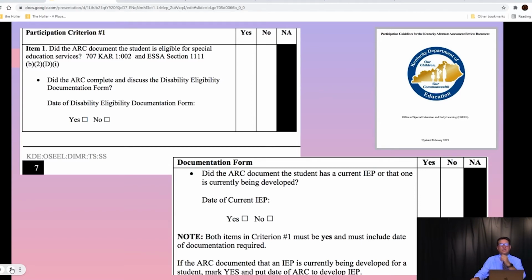Did the ARC document that the student has a current IEP or one that is currently being developed? It tells you what to do if one is being developed down there at the bottom. You would go ahead and mark yes and include the date of the documentation that it's being developed. We just need to be mindful of that. So those two pieces for participation one must be in place, the eligibility and the IEP.